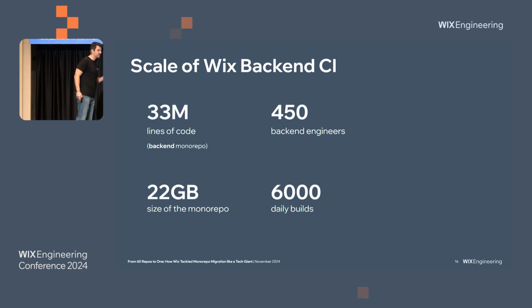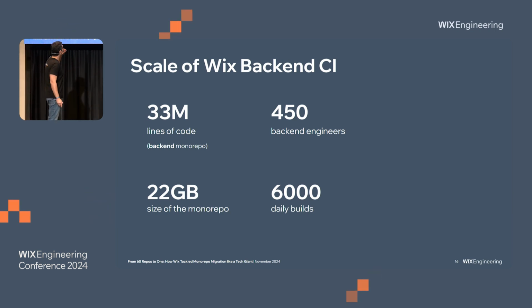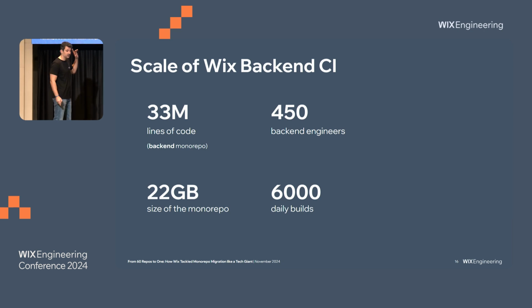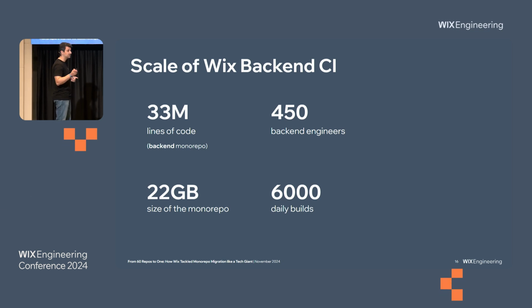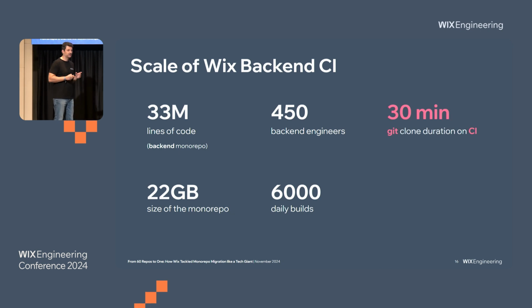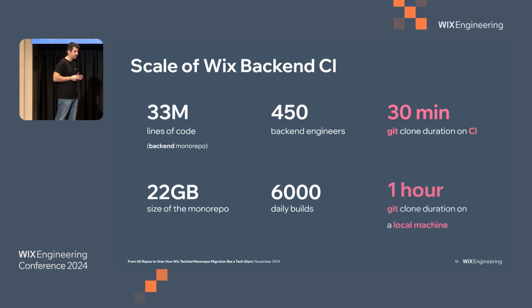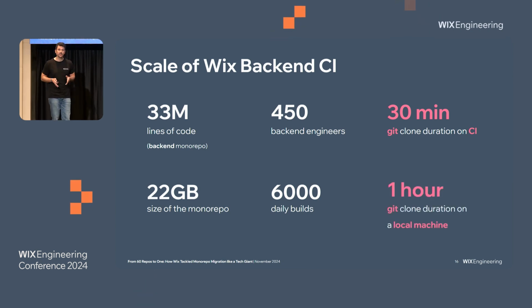I want us to take a look at the scale of the problem back in CI. We have, on the backend monorepo, 33 million lines of code. The size of the monorepo is 22 gigabytes. We have 450 backend engineers and 6K daily builds. But it takes 30 minutes to perform git clone on CI build agents. And worse than that, it takes 1 hour to git clone on the local machines themselves.